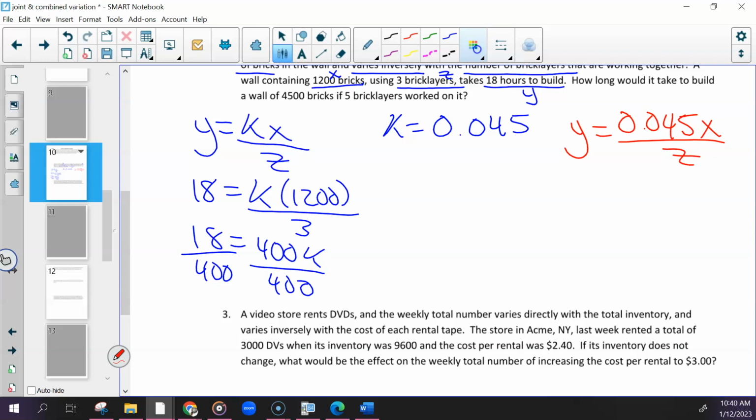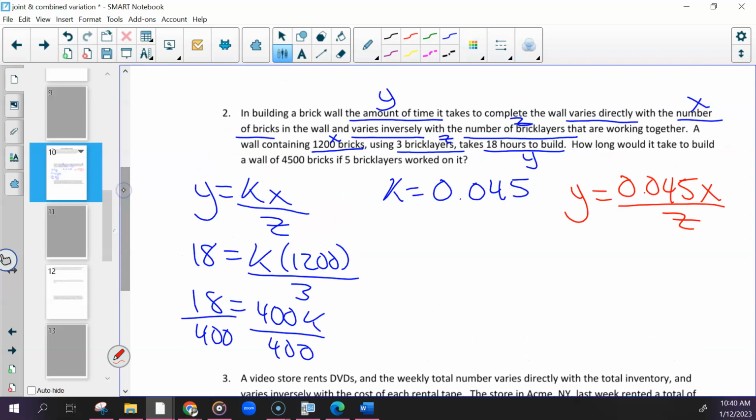Look at that last part. See what you're given and see what you need to solve for. So the question asks, how long would it take to build a wall of 4,500 bricks if 5 brick layers were counted? Which variable are we solving for? X, Y, or Z? Y. Because we're given X and Z.